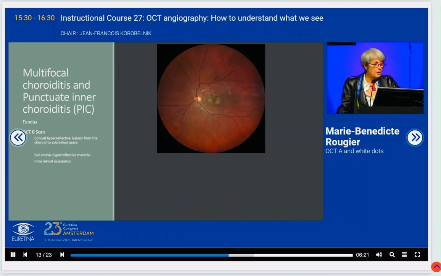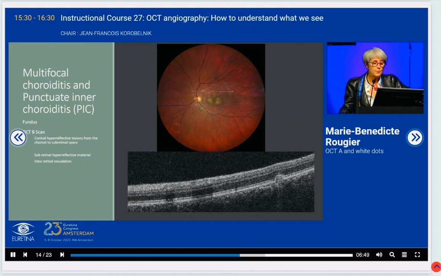Now, it's a case of punctate inner choroiditis. And if you look at the fundus, obviously there is a huge yellow lesion on the macular area with a subtle hemorrhage. But you can also see above this huge lesion that there are some very small yellowish spots. And if you perform a B scan through this very small lesion, you can recognize this typical conical lesion.